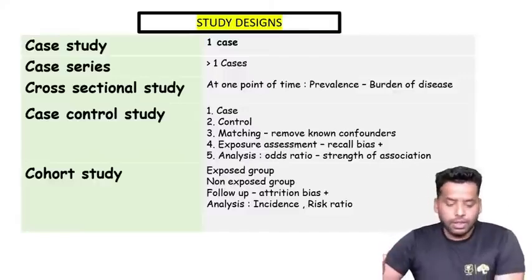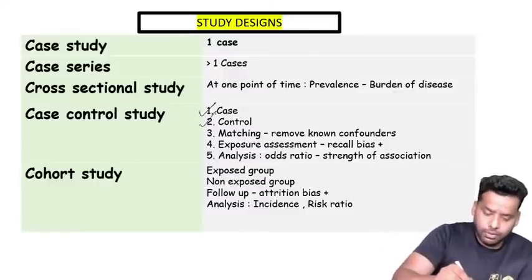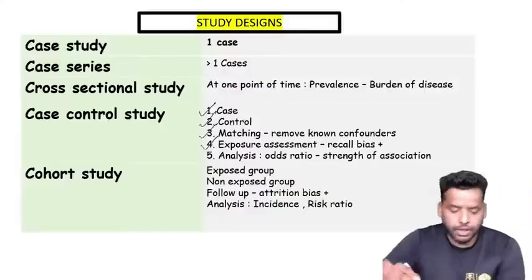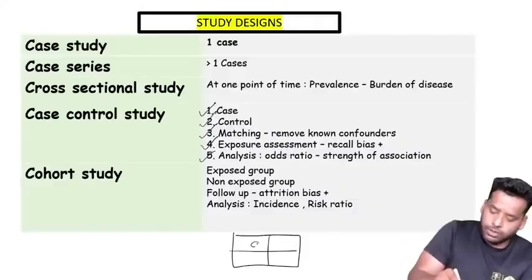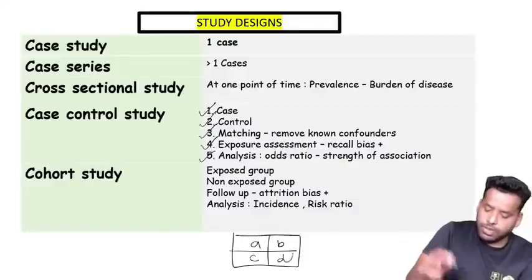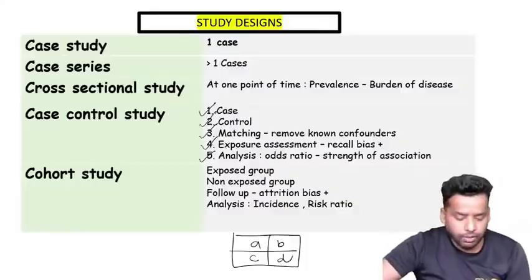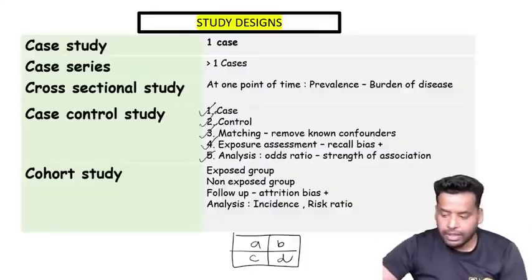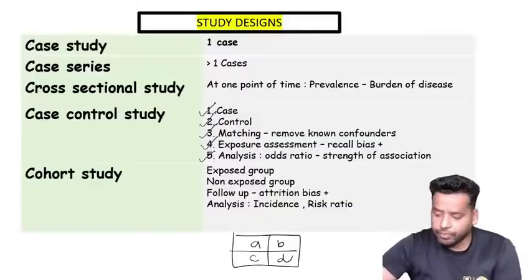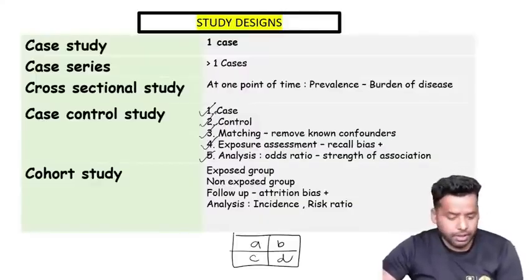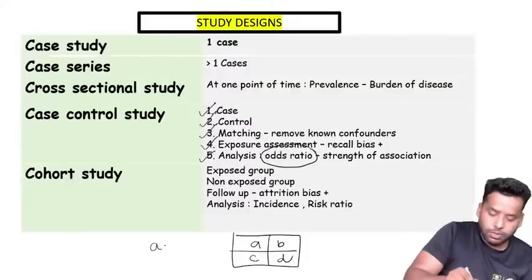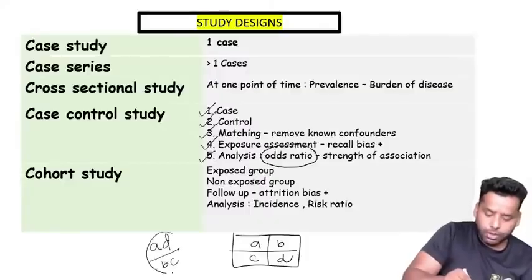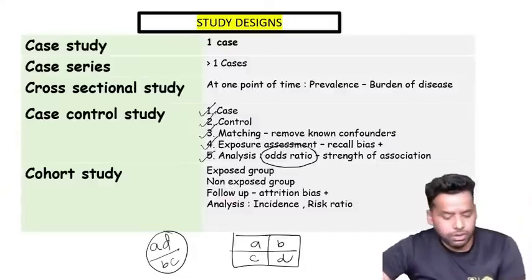Yes. After doing 1, 2, 3, 4 step, then we calculate odds ratio. What is the formula for odds ratio? Exposure assessment we do, cross product we take. AD by BC. It is cross product. Odds ratio is also known as cross product ratio. Tell me true or false.